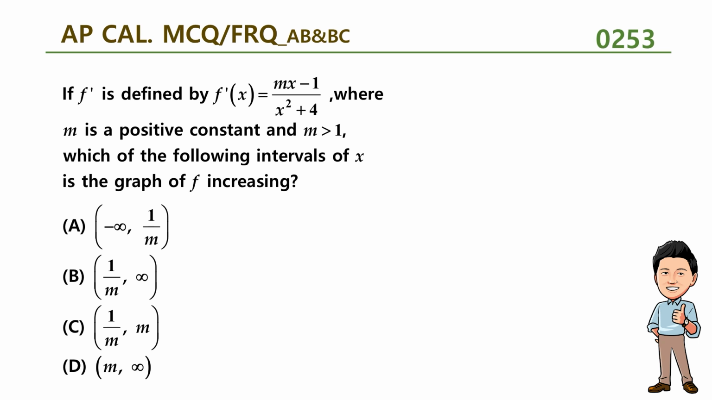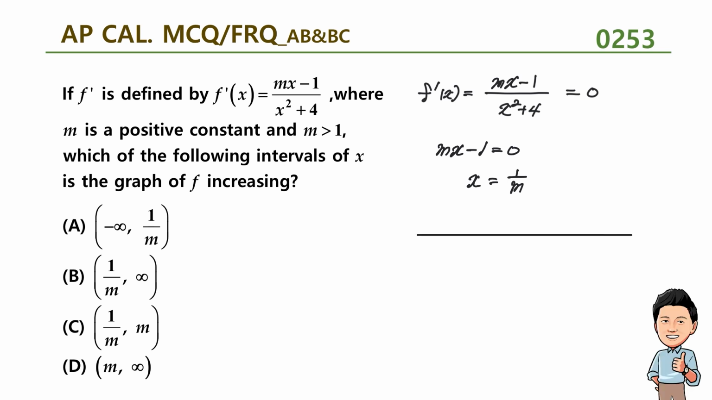Okay, let's do that. So f prime is equal to (mx minus 1) over (x squared plus 4), and set that equal to 0 first. f prime is equal to 0 whenever the numerator of this expression is equal to 0, right? So mx minus 1 is equal to 0, then mx is equal to 1, x is equal to 1 over m, right? Now draw the number line. Here is x. So we have a critical point 1 over m, and we have two intervals to test.